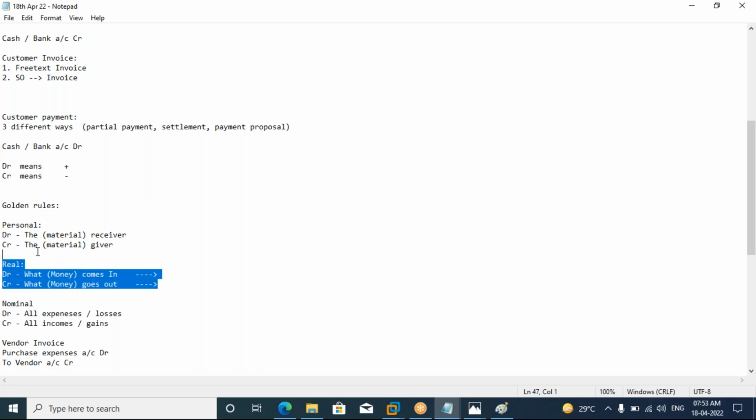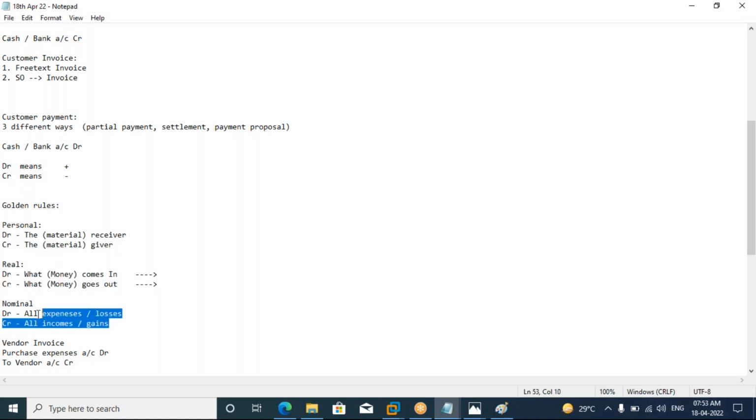In personal accounts and real accounts, more debits should be there. More debits means your company is in a great position, and in nominal accounts, more credit should be there. It means here the profit will be represented in negative. Profit will show negative.